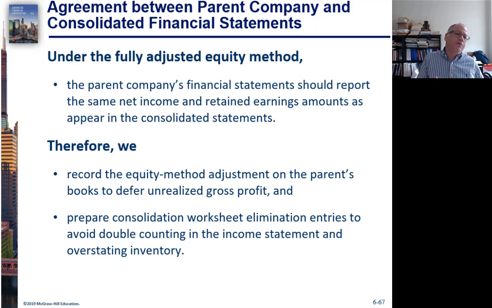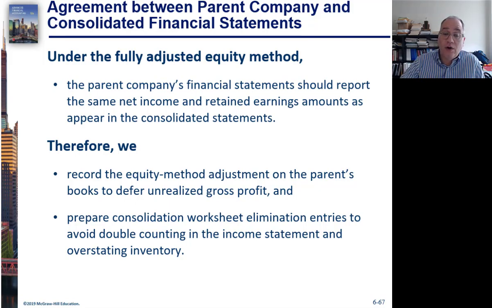The benefit of using the fully adjusted equity method is that the parent will always be able to calculate consolidated net income on its own books, and it doesn't have to go through the whole consolidation worksheet in order to do that. And that'll be helpful to managers. You don't want managers to have a surprise when they do the consolidation worksheet and suddenly discover that they have less income than they anticipated.